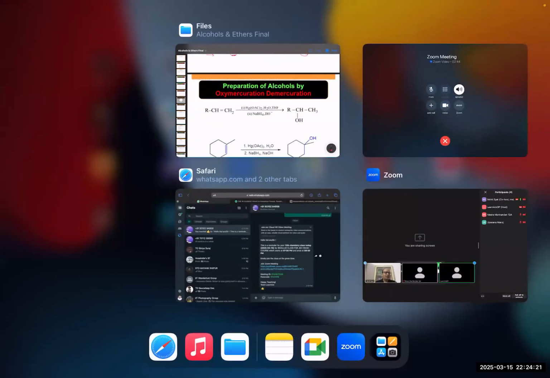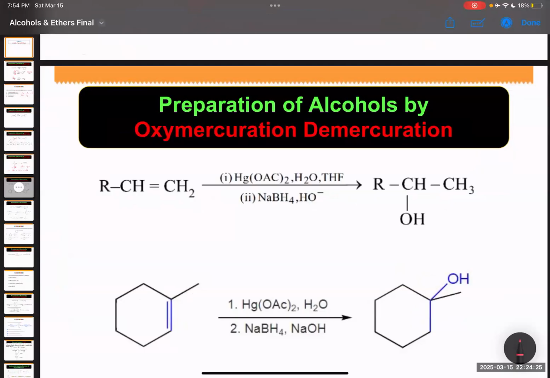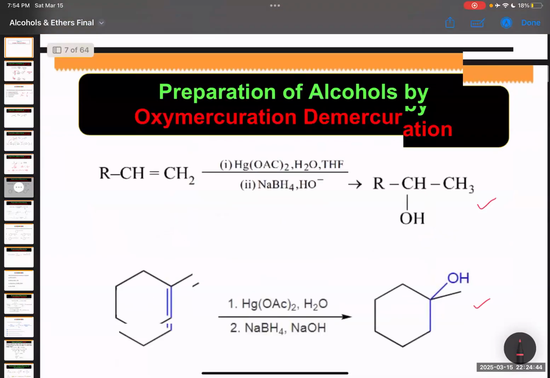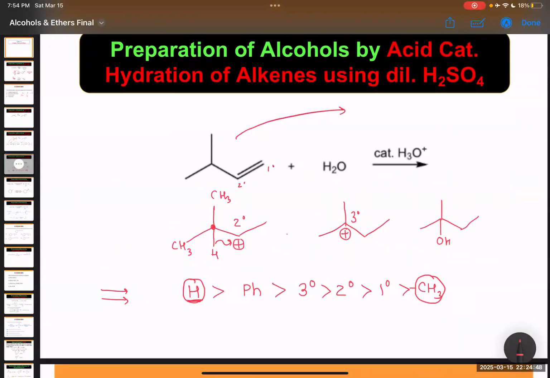Got it? Oxymercuration and demercuration is carried out in the presence of mercuric acetate and water. THF is the solvent, followed by NaBH4 and H2O. So this is how it has happened. Here the shifting will not occur. So suppose if you have taken the above molecule and if you add water by using oxymercuration, demercuration, mercuric acetate, H2O, THF, NaBH4, then do the addition in Markovnikov way.